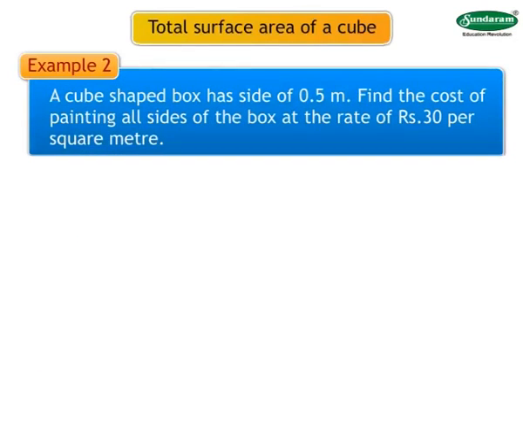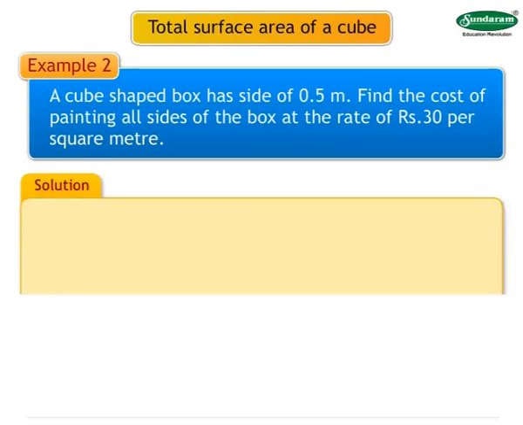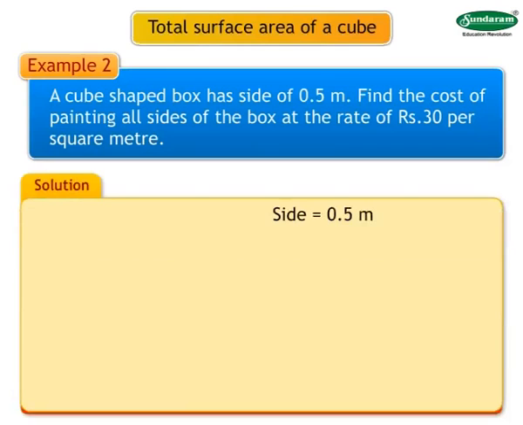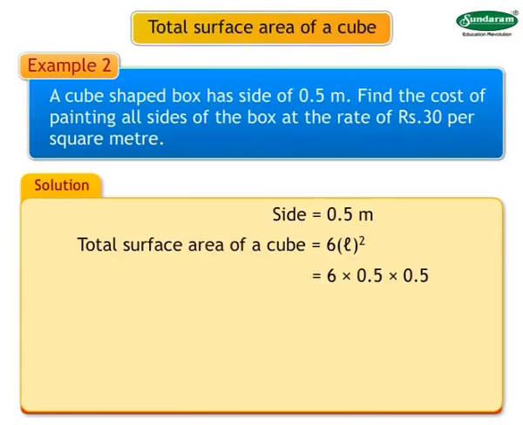Example 2. A cube-shaped box has side of 0.5 meter. Find the cost of painting all sides of the box at the rate of Rs 30 per square meter. Solution. Side is 0.5 meter. Total surface area is 6 into 0.5 into 0.5, which gives 1.5 square meters.